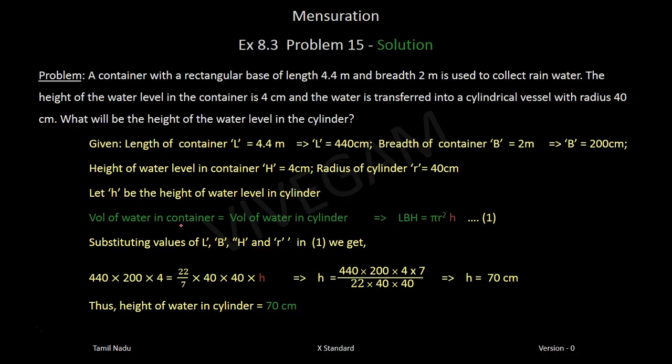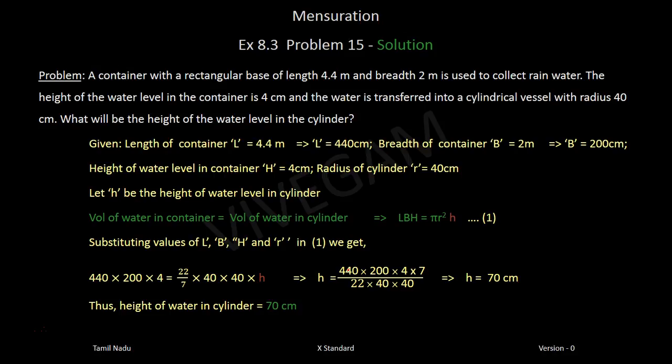So when you equate, volume of the container, which is a cuboid, is LBH. Volume of a cylinder is pi r squared h. So equating it, we get LBH equal to pi r squared h. Now substitute the values of L, B, H and r in 1. We will get length 440 into breadth 200 into height of water 4 centimeters will be equal to 22 by 7, the radius is 40 for the cylinder, so 40 into 40, and h is unknown, we have to calculate here. So h will be equal to 440 into 200 into 4 into 7 divided by 40 into 40 into 22.